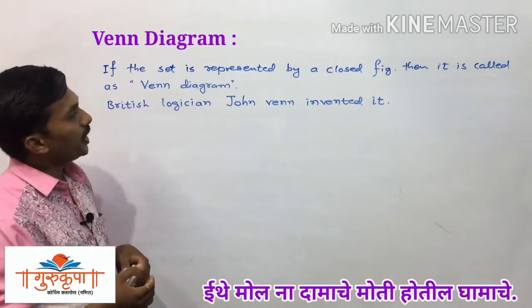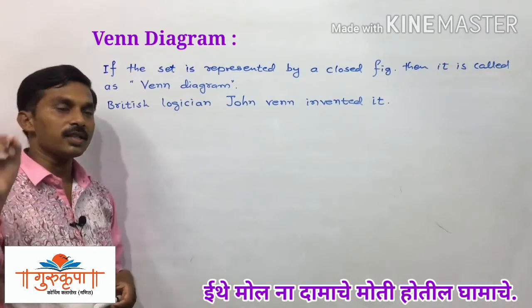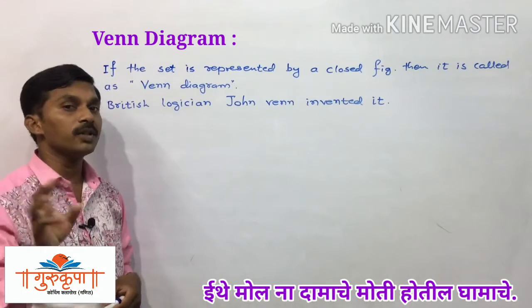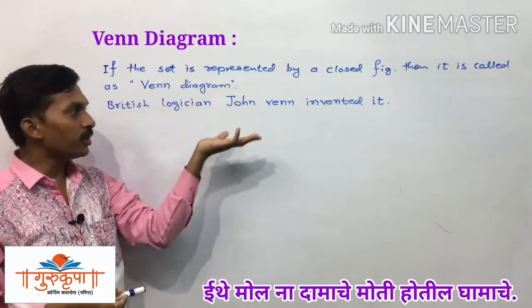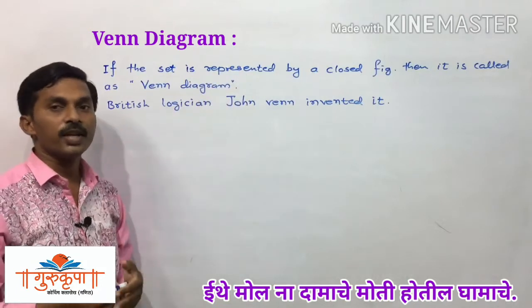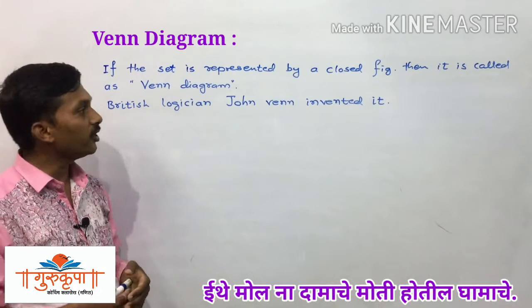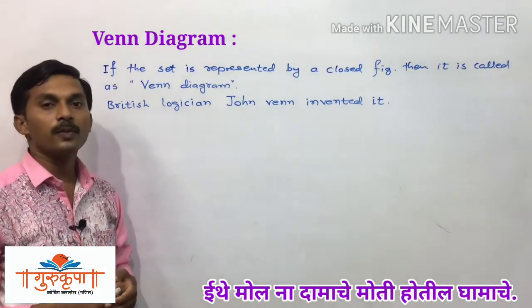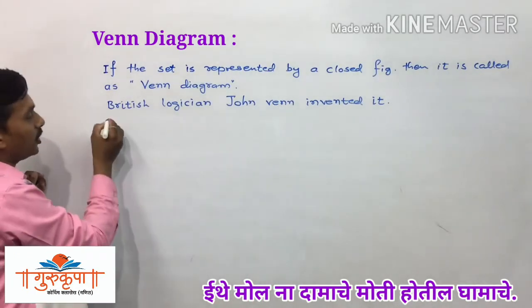Now here we have to write an example. It is too easy. When the set is represented in a closed figure, you can use any closed figure. It may be a mathematical figure or it may not be. You can use any diagram, any figure, but the condition is it should be closed. It should not be open. So we will take an example here.